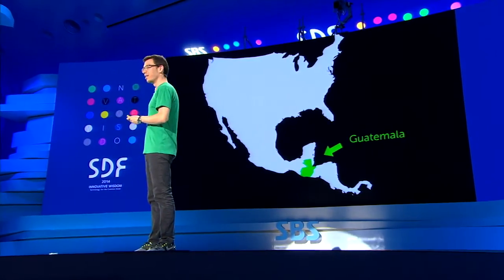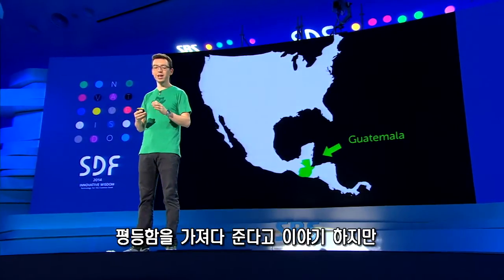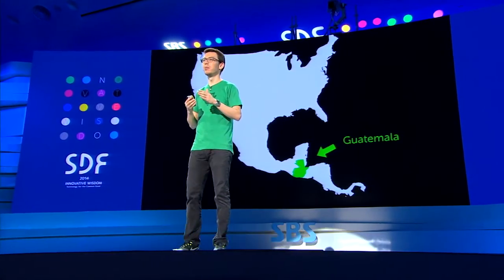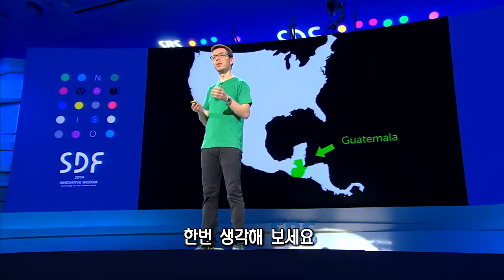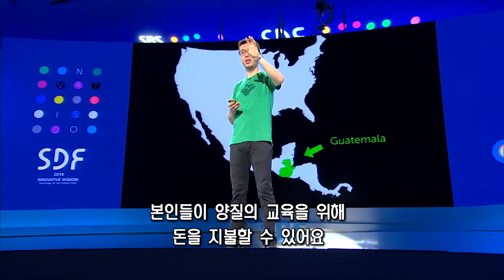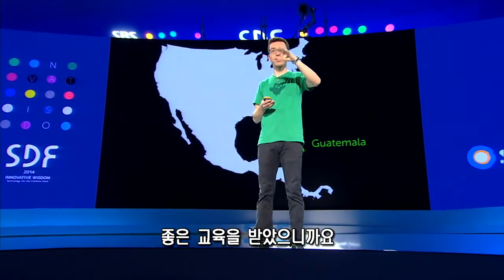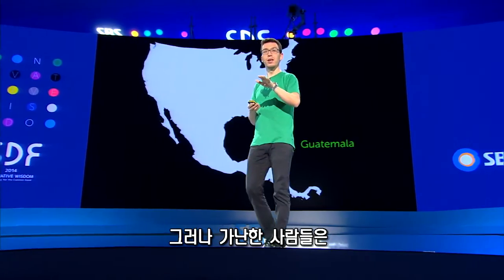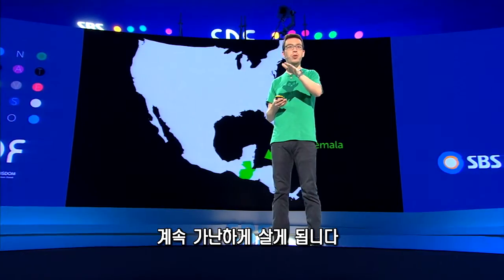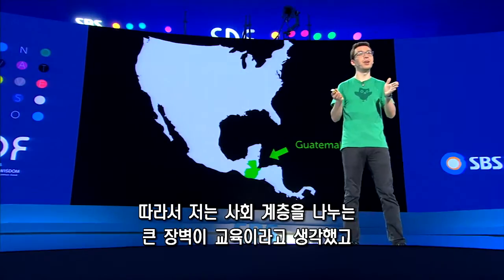So Guatemala is a very poor country. A lot of people talk about education bringing equality to different social classes, but I always saw education as something that brought inequality to social classes. Because you see, the rich people, the people who have a lot of money, are able to pay for a very good education for themselves. They can go and study at Harvard, and then they remain rich because they have a very good education. The poor people can barely afford to learn how to read and write, and therefore remain poor because they can barely read and write. So I always saw education as a huge divider between social classes.